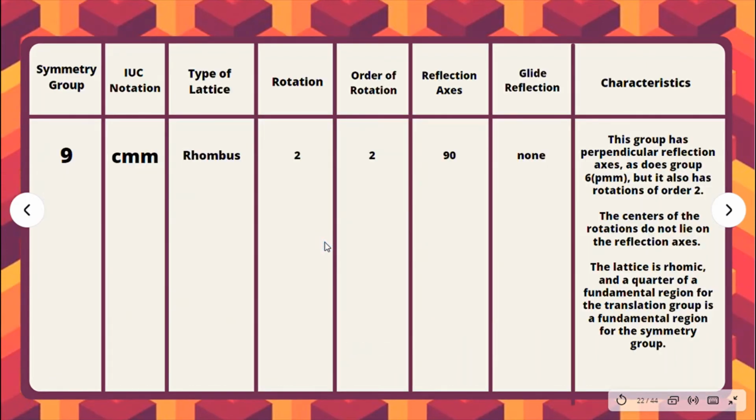Next, we have the 9th symmetry group. We have the CMM in the IUC notation naming system. We have a rhombus for the type of lattice. We have 2 rotations and 2 rotational orders, which means this is 180 degrees as well. And we also have a 90-degree reflection axis. For the fundamental region, we have the quarter of a rhombus.